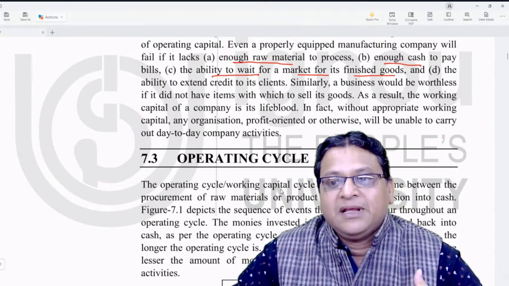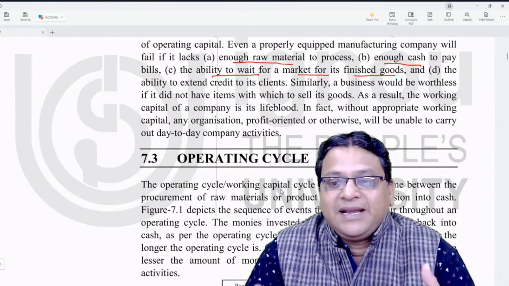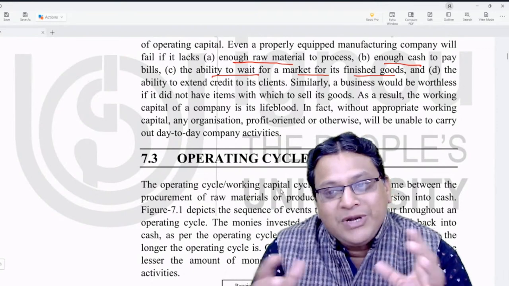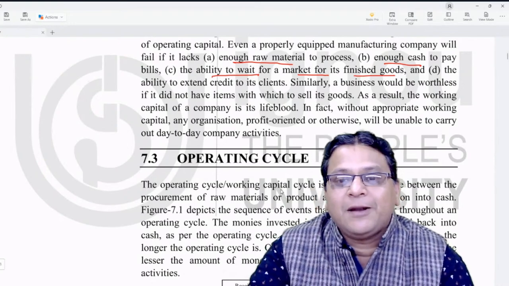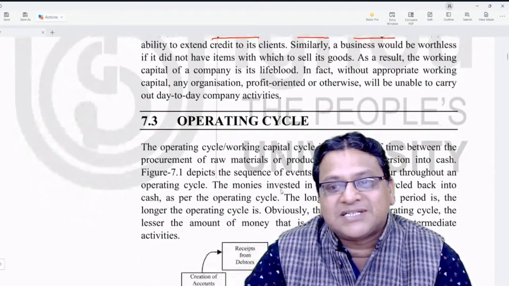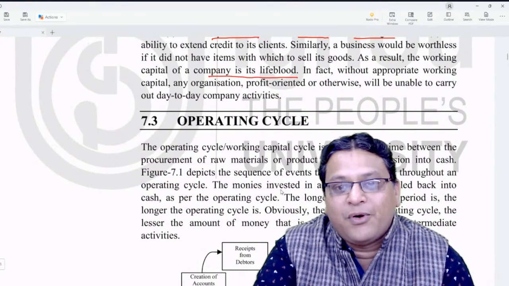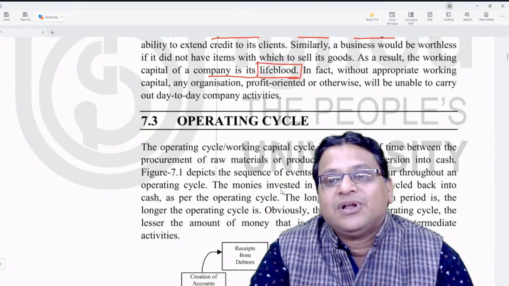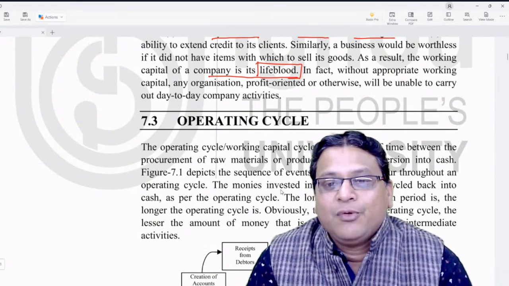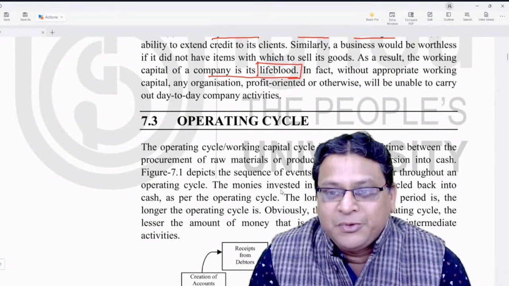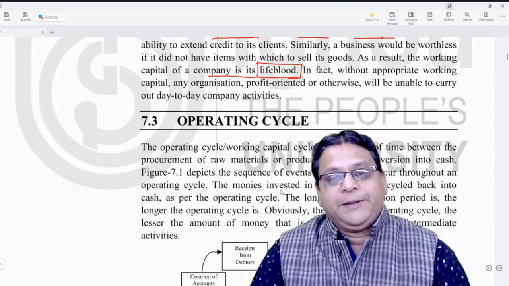Like in our body, for running the body, we require blood. Similarly, in business, for running the business smoothly, we require working capital. Hence, working capital of a company is generally termed as the life blood of the company. Without appropriate working capital, any type of organization, profit oriented or not, cannot carry its day-to-day activities properly.